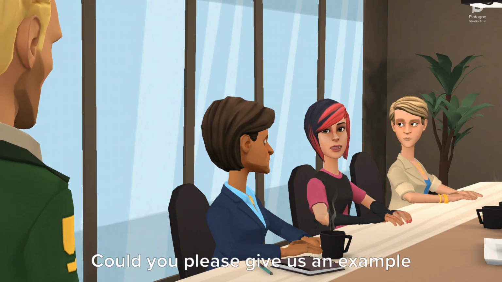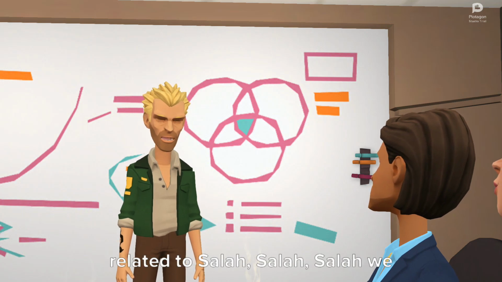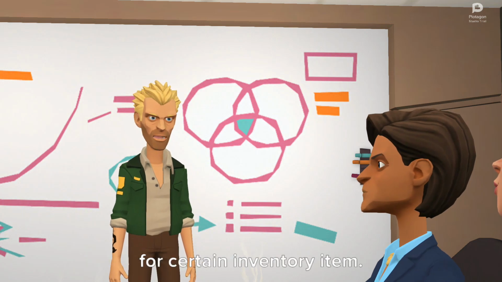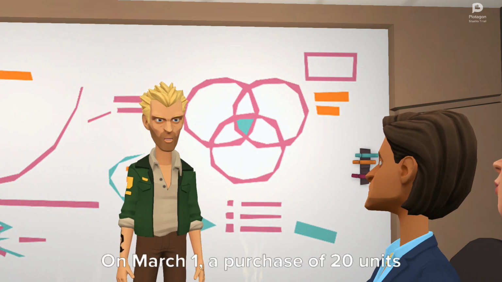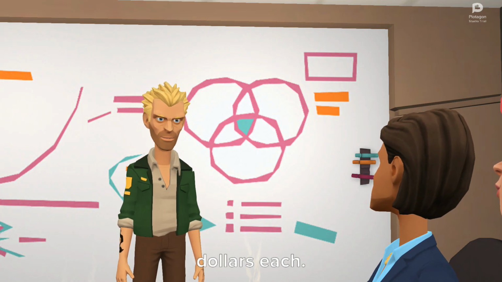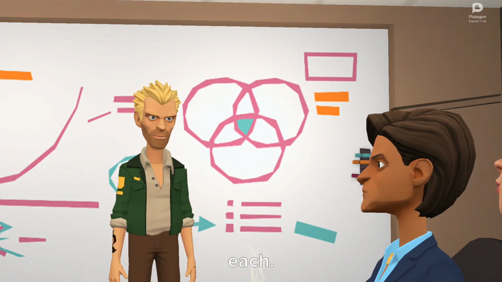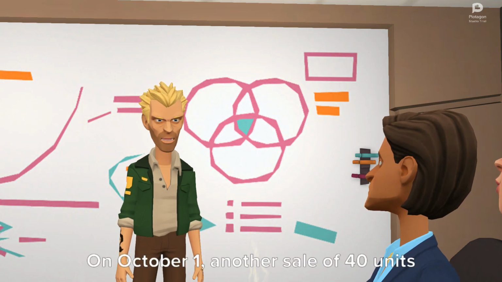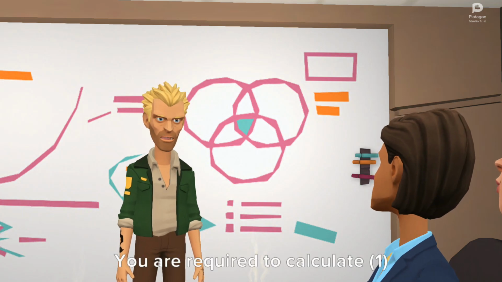Could you please give us an example of how the weighted average method works? The example is the following data related to the company's Year 1 activities for a certain inventory item. Beginning balance is 100 units at a cost of $20 each. On March 1st, a purchase of 20 units took place at a cost of $32 each. On April 1st, a sale of 70 units took place with a selling price of $40 each. On June 1st, another purchase of 30 units took place at a cost of $14 each. On October 1st, another sale of 40 units took place with a selling price of $24.